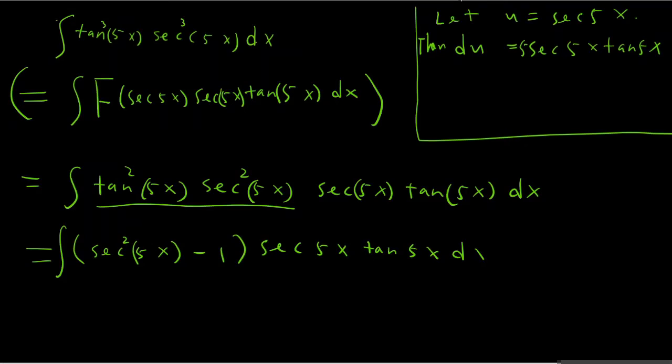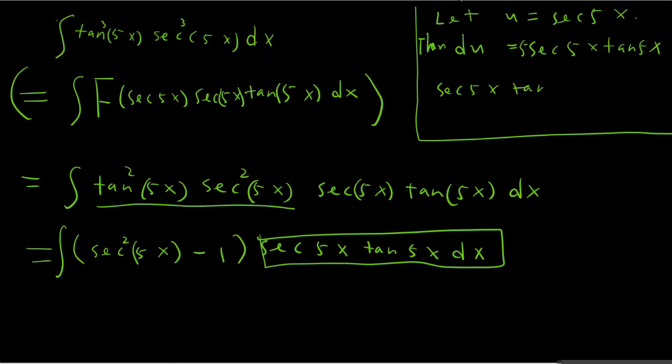Okay, now your imaginary box is here. Your imaginary box is 1/5 of du. I will still write that down. Secant of 5x and then times tan of 5x, your imaginary box. I forgot to write du. dx is 1/5 of du.